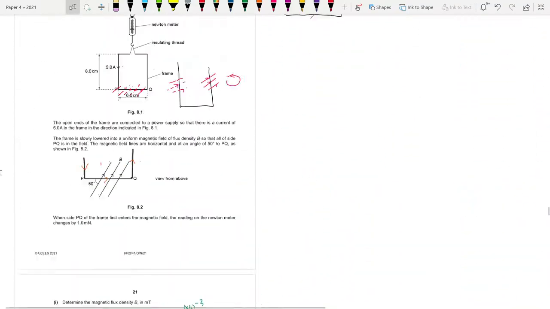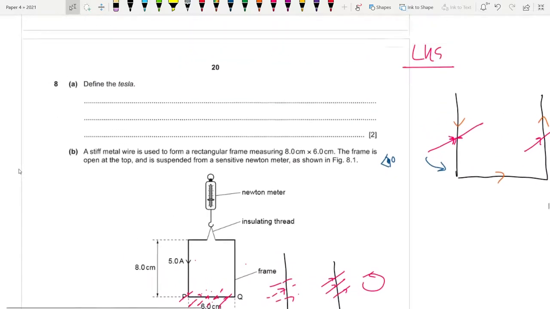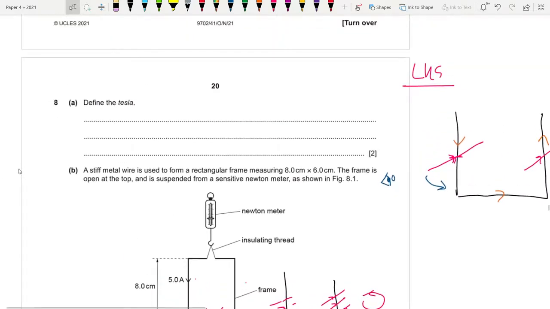Let's do this. 8 is a tough one. So let's define the Tesla first. Basically, they're asking us to define the unit of magnetic flux density. So magnetic flux density, F is equal to BIL, B is equal to F by IL. So if you defined magnetic flux density, it would have been force per unit length per unit current. Now we are just asked to define the unit. So what is it going to be? Newton per ampere per meter.